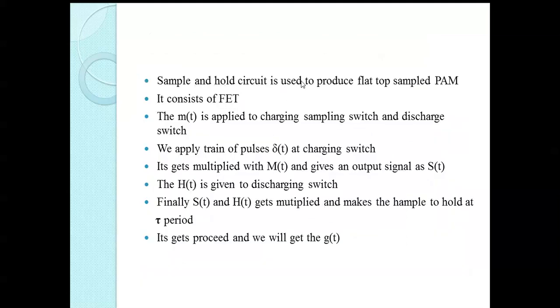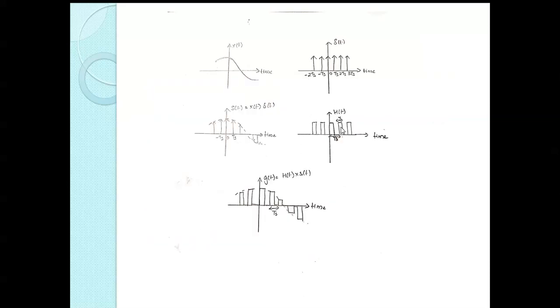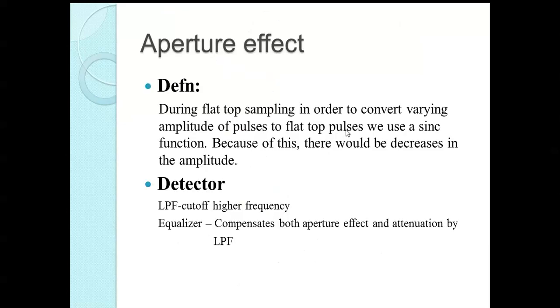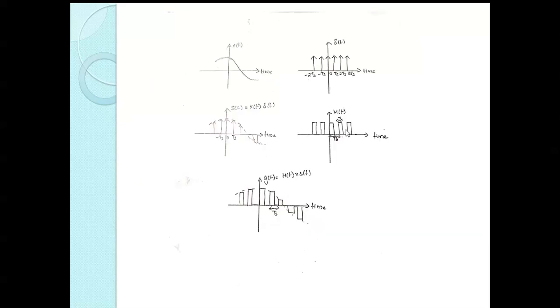So first the sample and hold circuit is produced, and we have the FET and we have the input signal. So the delta of t is given to the charging switch, and you multiply, and you'll be getting the s of t, and h of t is given to the discharge switch, and these two will be combined and you'll be getting g of t, where tau will be my period. So the width of this pulse will be tau. Each pulse will have tau period in order to take the pulse width. So this is how the thing is generated.